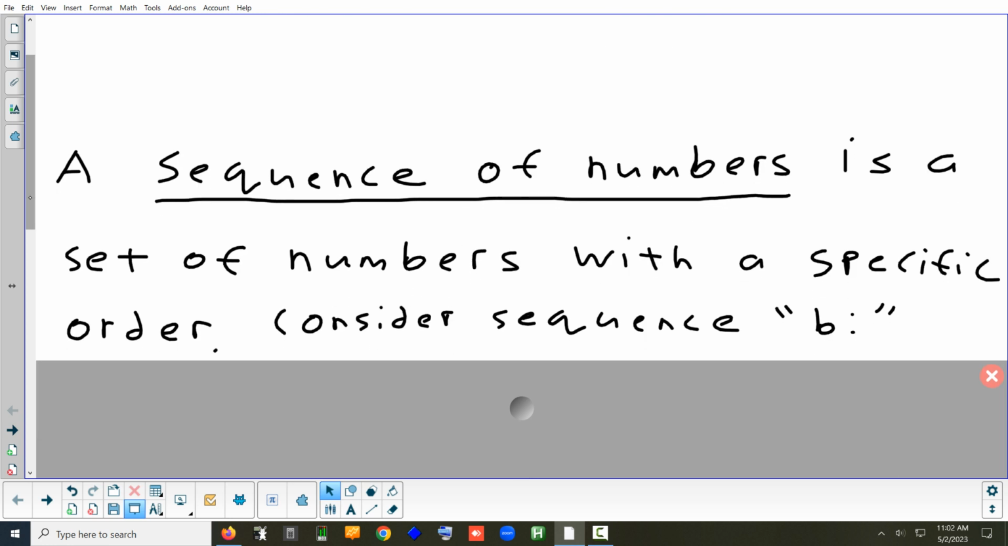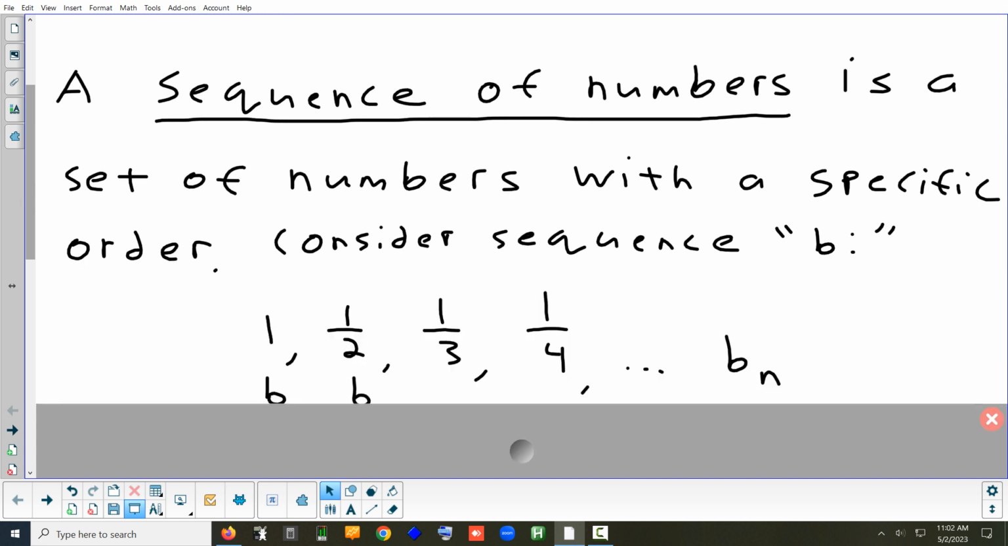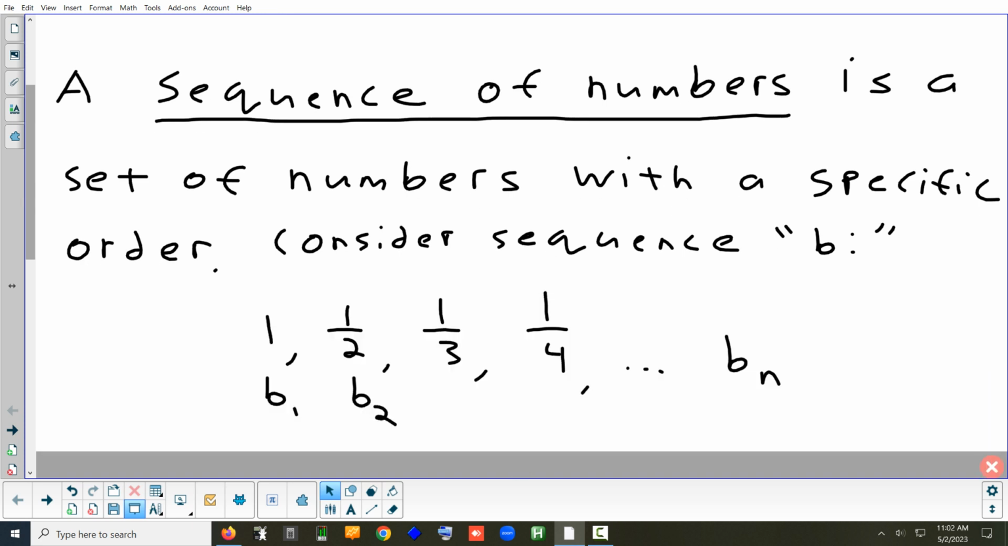So basically, a sequence of numbers is a set of numbers that have a specific order to them. A lot of times we will name a sequence using a lowercase letter. And then each term in the sequence, if you want to identify it, you use the name of the sequence and you put a subscript number. That subscript means what's the number in position 2 of sequence B. In this case, it's 1/2.